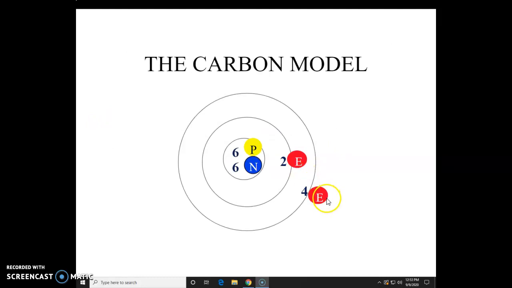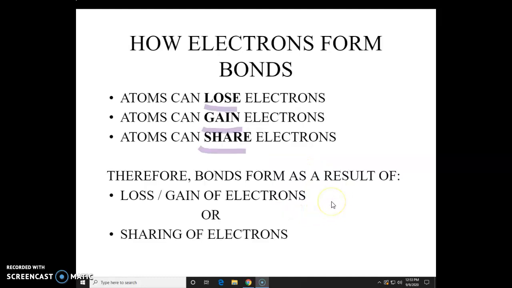Here's a carbon model, and of course our outside electrons are these in this outer energy level. It has 4 out here. So there are 3 ways they can form bonds. They can lose electrons, gain electrons, or share electrons. So they either form as a result of a loss or gain of electrons or sharing these electrons. So that's the 3 ways: lose, gain, or share.